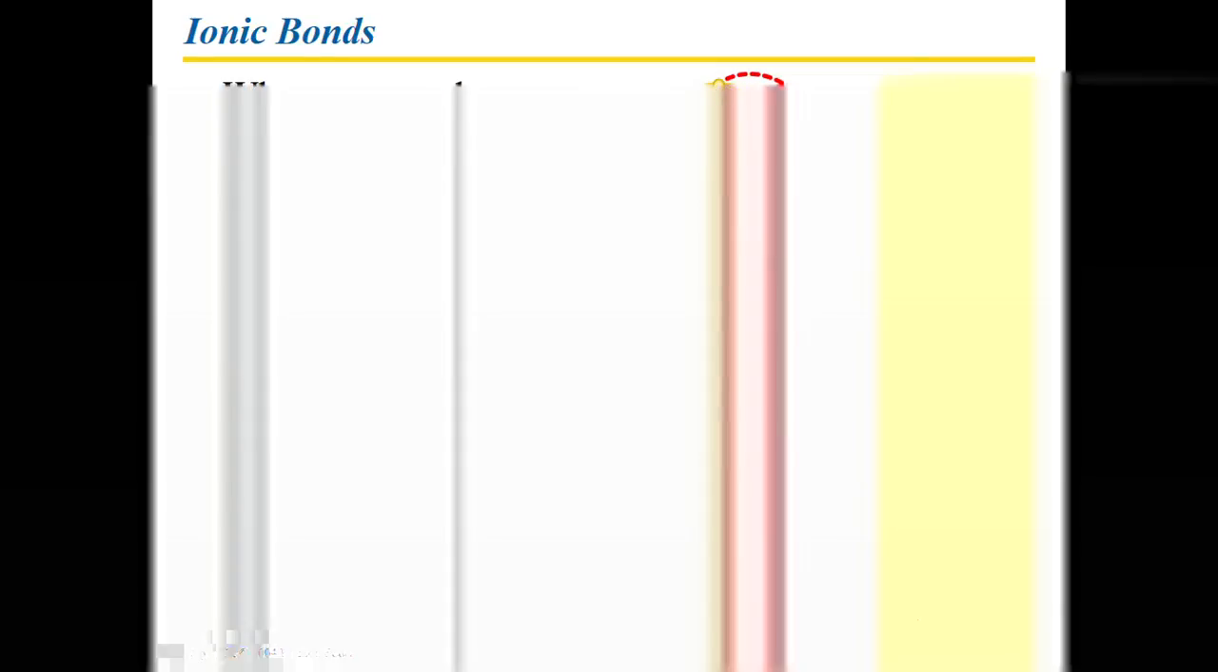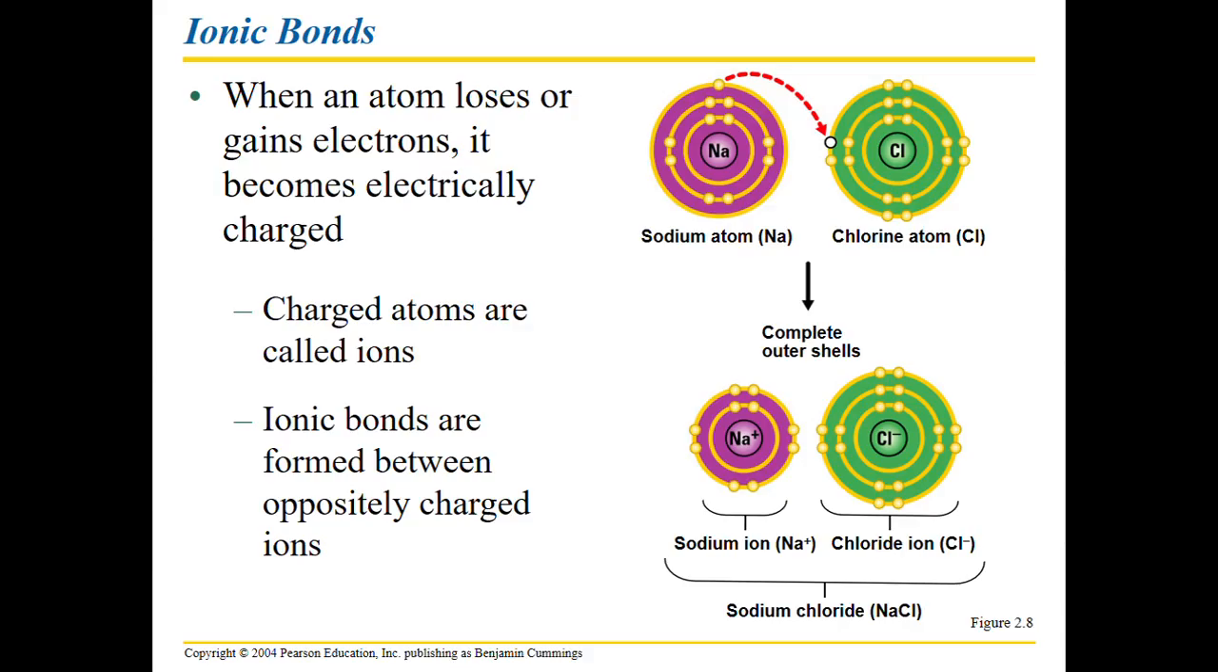And these ions are now called charged particles. So Na plus, charged particle, Cl minus, charged particle. Sodium ion, chloride ion. There we go. So let's move on.